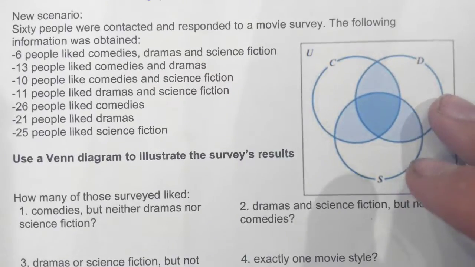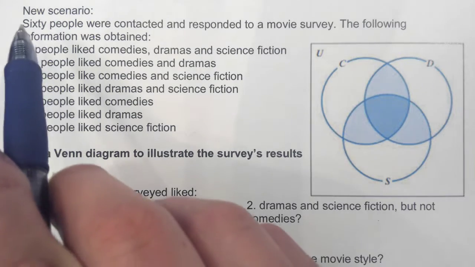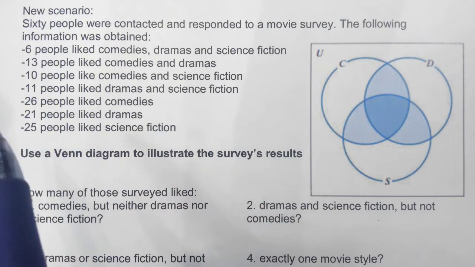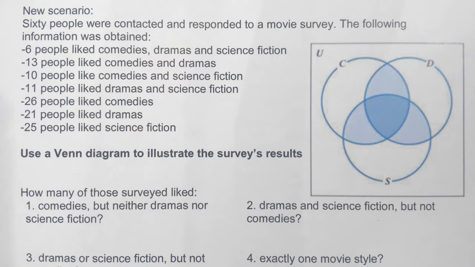It's better. Okay, 60 people were contacted and responded to a movie survey. The following information was obtained. 6 people liked comedies, dramas, and science fiction. 13 people liked comedies and dramas. 10 people liked comedies and science fiction. 11 people liked dramas and science fiction. 26 people liked comedies. 21 people liked dramas. 25 people liked science fiction. Now, if you go through that information, there's a lot more than 60 pieces of information, right? But there are only 60 people, so that means some of these are being counted twice.